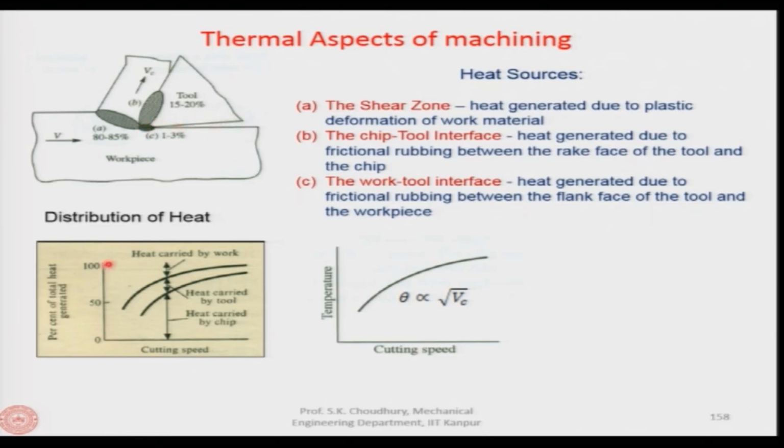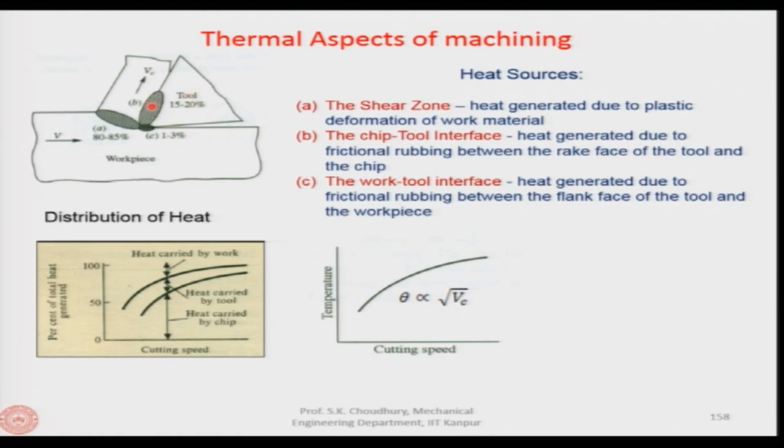So, total heat 100% is here, and out of the total heat, the heat carried by the chip is maximum. So, most of the heat is carried out by the chip. Roughly about 80% of the heat is carried away by the chip. Now, about 15% goes to the tool and the rest goes to the workpiece. So, as you understand, during the machining, the chip will be the hottest, next to that will be the tool and next to that will be the workpiece.